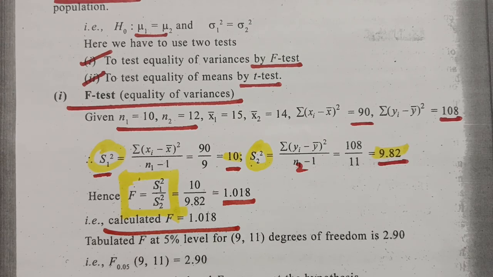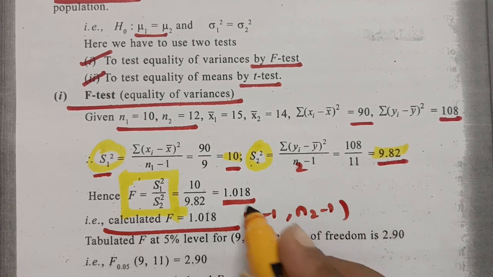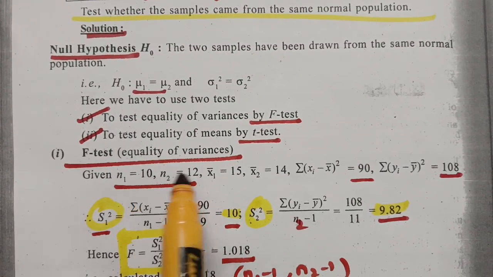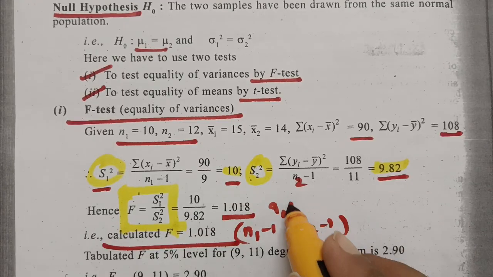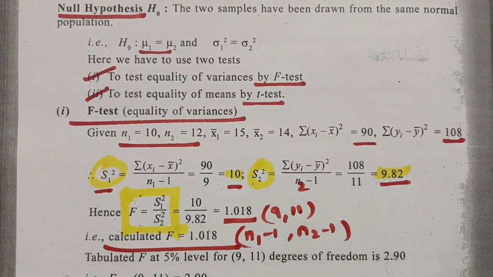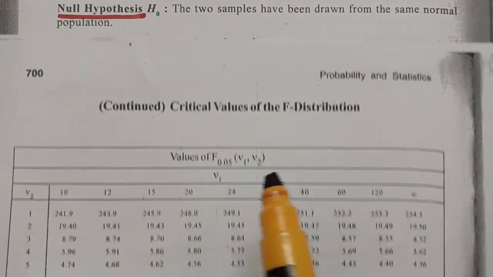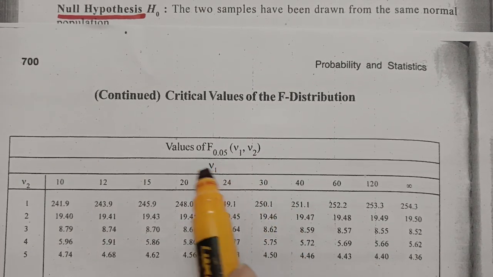Now at 5% level of significance, the degrees of freedom will be n1 minus 1, comma, n2 minus 1. n1 is equal to 10, so 10 minus 1 is 9, comma, and 12 minus 1 is 11. We have to check in the F distribution table. This is the table of critical values of F distribution. For 5% level of significance, V1, comma, V2. The first one is V1.